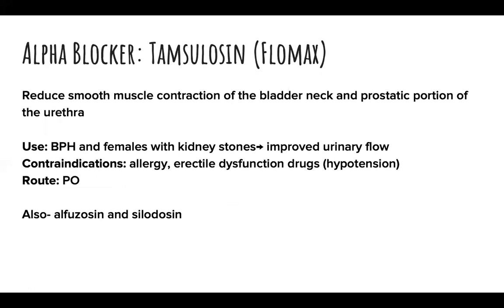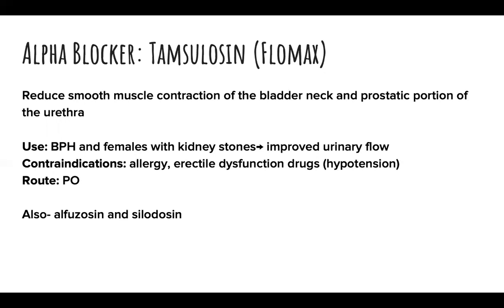Okay, so tamsulosin or Flomax is a medication we give most often for BPH, benign prostatic hyperplasia. Now this medication, if you remember BPH is that constriction, the prostate constricts around the urethra and the patient has a hard time urinating. The tamsulosin will relax those muscles and allow more urine to leave the body.